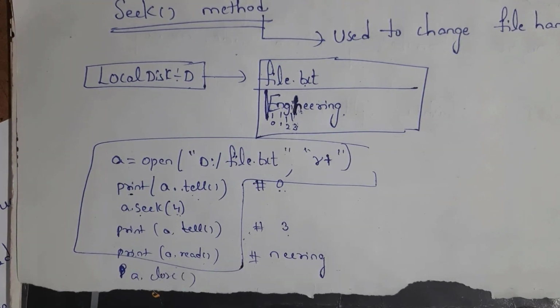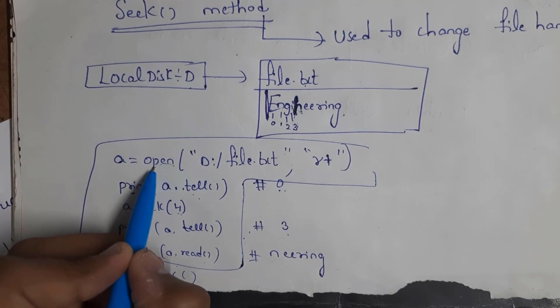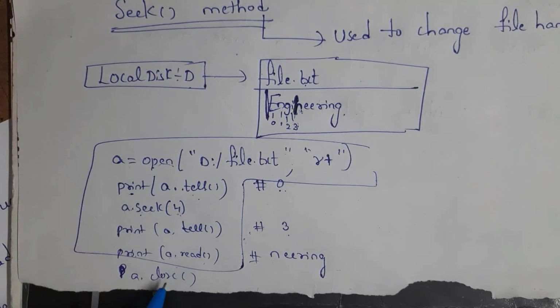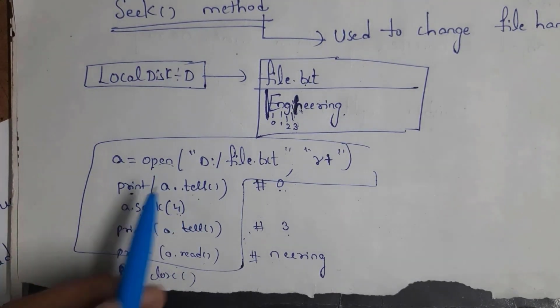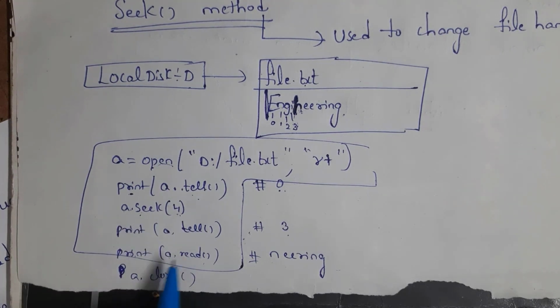The close method is used to close the file, where open is a function and tell, seek, read and close are methods, because we wrote a.tell, a.seek, a.read and a.close. We include the object name before methods.